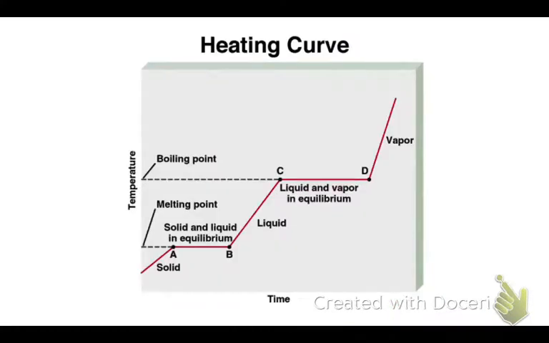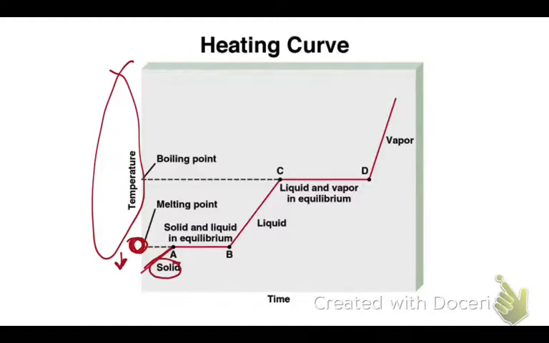Okay, now let's look at what we call a heating curve. A heating curve shows what happens as I add energy across the x-axis with time. So this here is the freezing point. The y-axis is temperature, and anything below the freezing point will be solid. At the freezing point, from point A to point B, you're going to have solid and liquid coexisting in equilibrium.